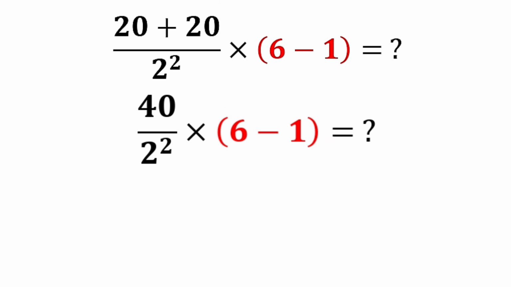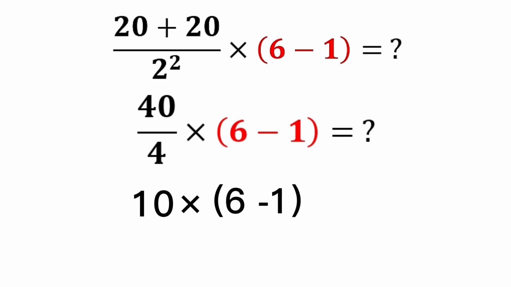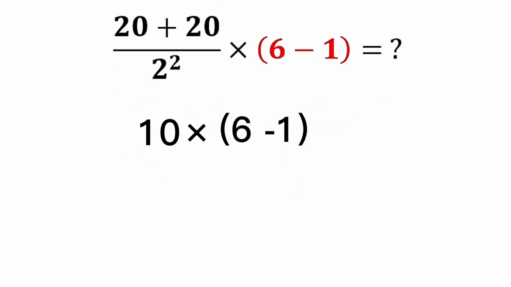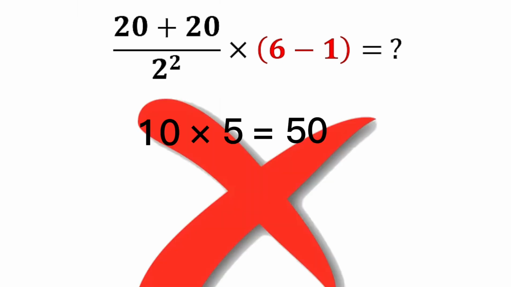And they write this expression as 40 divided by 4 times, open parenthesis, 6 minus 1, close parenthesis. Then they go for the division between 40 and 4, and instead of this expression, they write 10 times, open parenthesis, 6 minus 1, close parenthesis. In the final step, they go to the expression inside the parentheses. And instead of this expression, they write 10 times 5, which finally gives them the answer 50. However, this answer is actually incorrect.